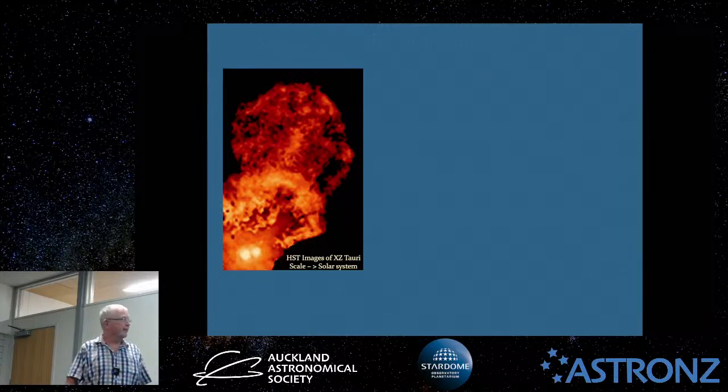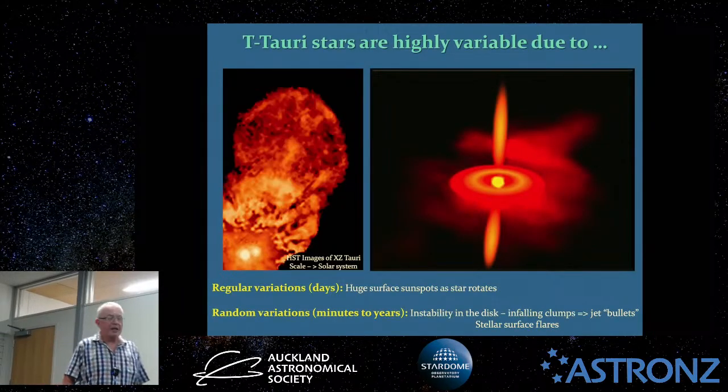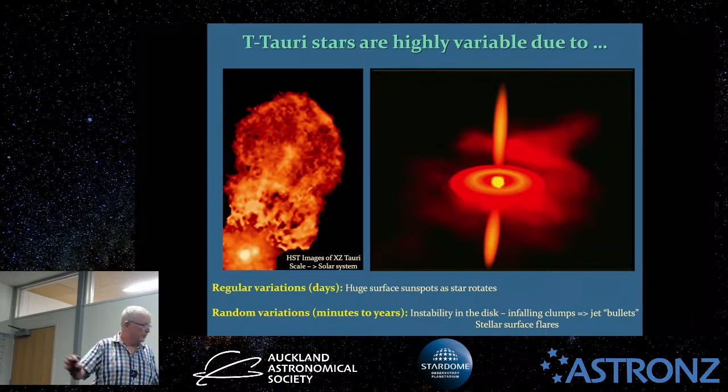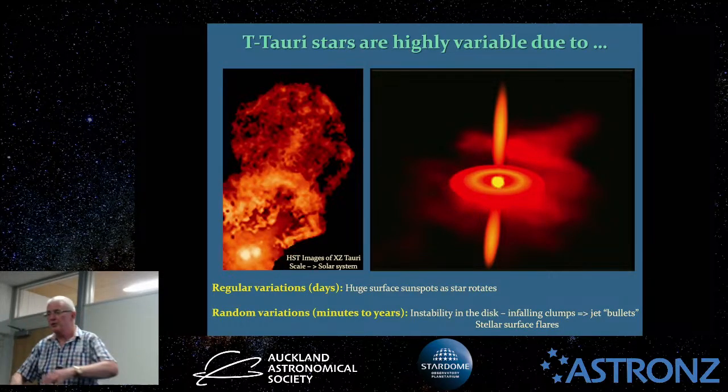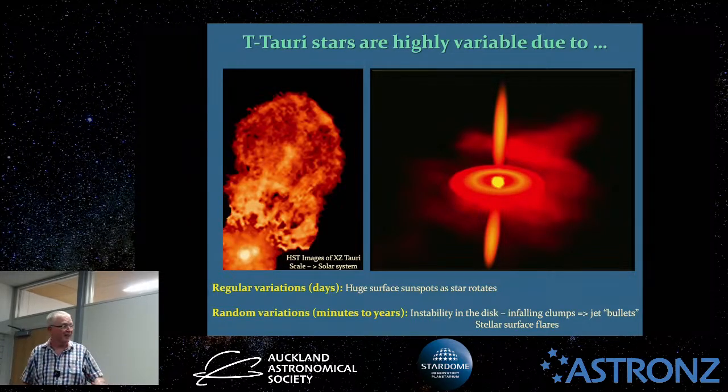Now, why are they so feisty like that? They have large variations in brightness on a regular basis, but also on an irregular, erratic basis. The regular variation, on a timescale of days, is because these things are pretty volatile, they're fully convective, so there's a lot of activity going on at their surfaces. They have very bold, large sunspots of intense magnetic activity. As this protostar rotates every few days, you see the same sunspots come round, and the sunspots are large enough that they actually dim the star down.